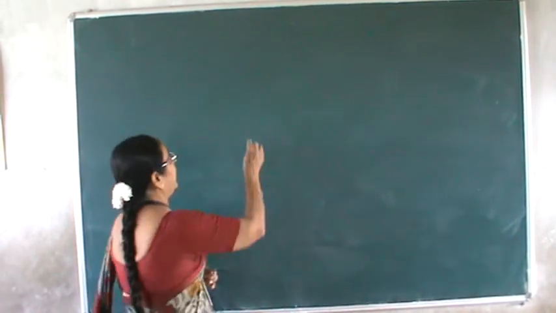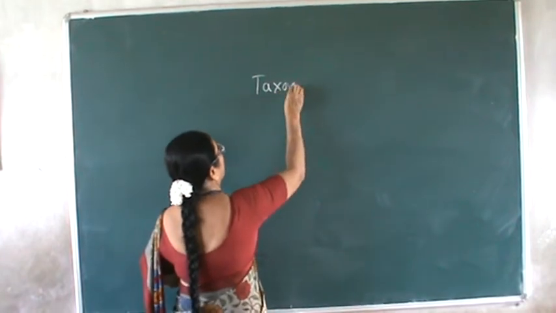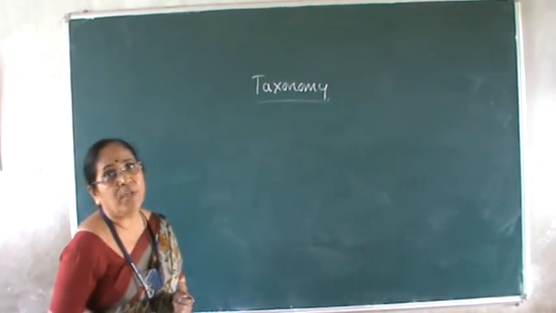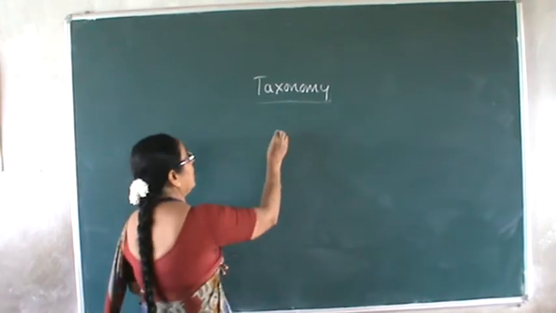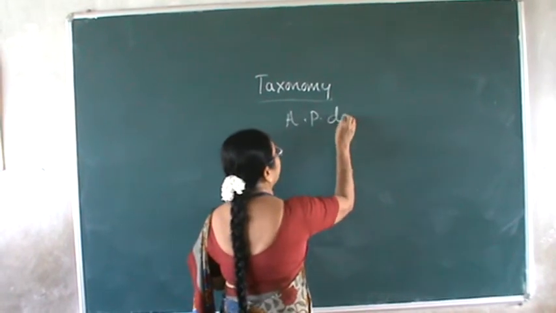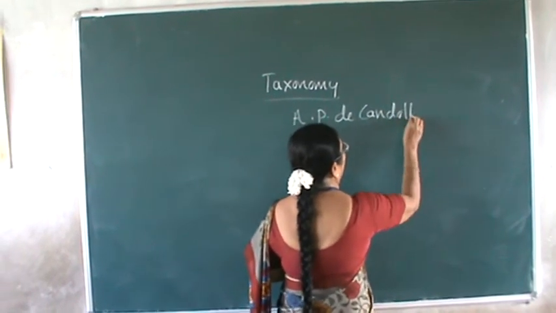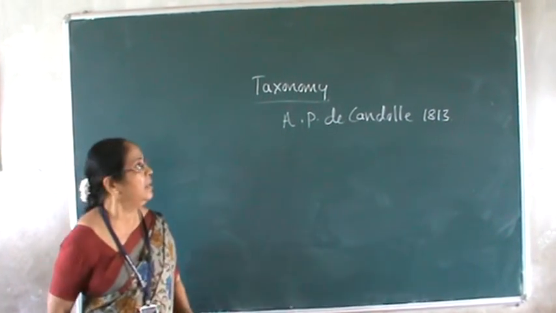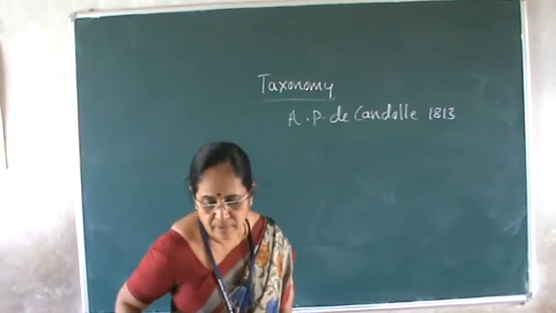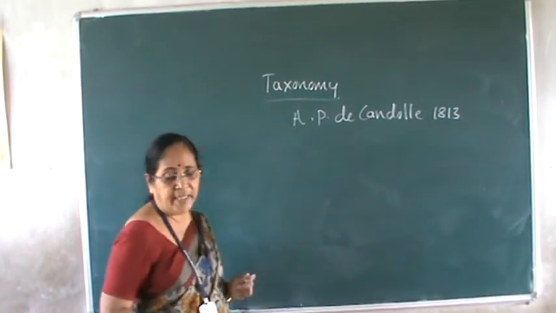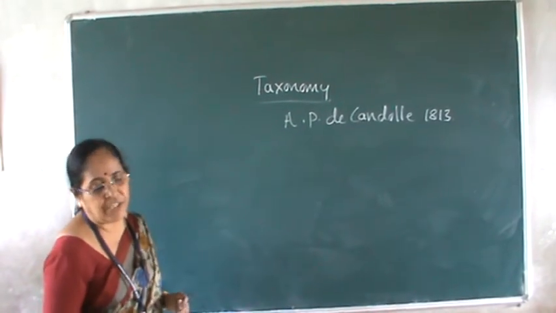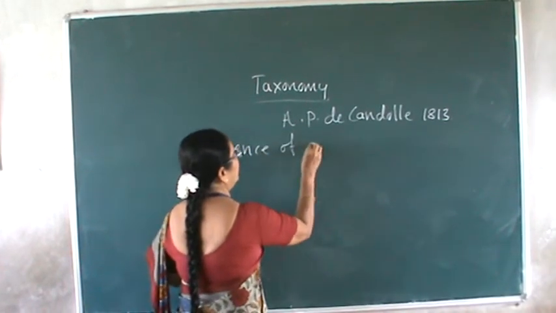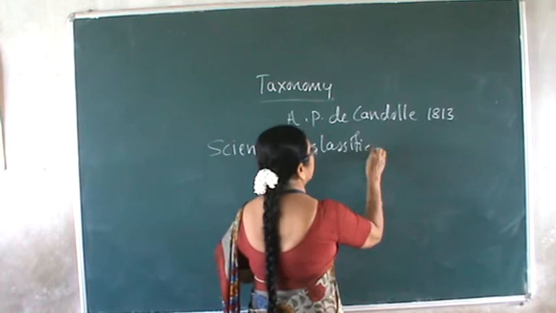Now, the term taxonomy. What is this taxonomy? The word taxonomy was coined and first used by A.P.D. Cantor in 1830. He was the first man to coin the term taxonomy and use it. Taxonomy can be defined as the science of classification of organisms.